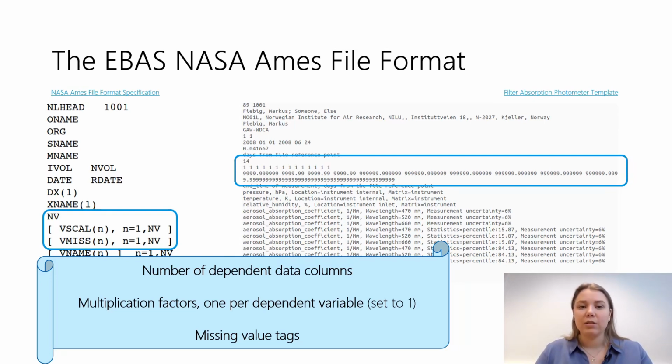Lastly is the missing value tag for each dependent variable. This should be at least an order of magnitude higher than the highest expected value for each variable. If you change the dependent variables, these numbers must change as well.